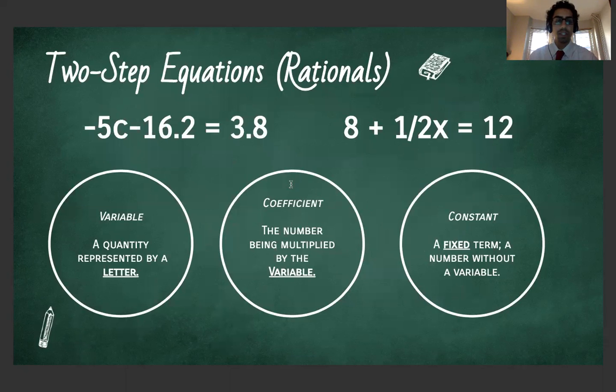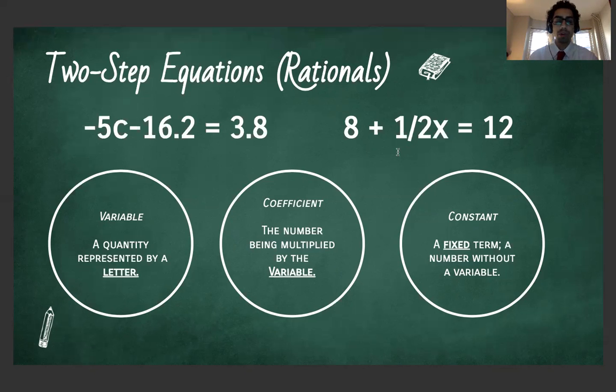So let's go ahead and jump into it. So I have gone ahead and given us two examples of what a two-step equation with rational numbers would look like. We have this equation here and this equation here. Notice that the way the equations are set up is the same as what we talked about earlier this week. Now we are just seeing fractions and decimals instead of integers.